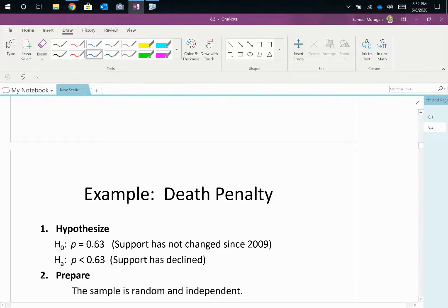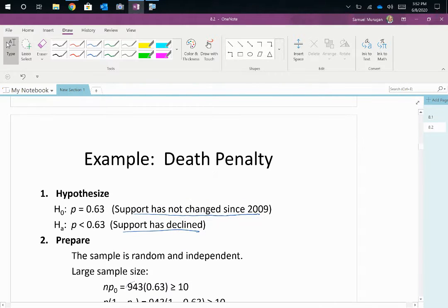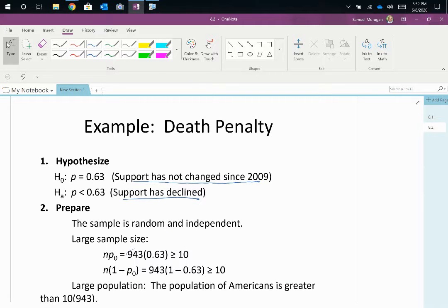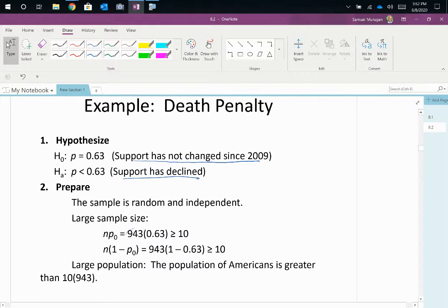Hypothesize that the null hypothesis, p is equal to 0.63, support has not changed. That's our null hypothesis. And because it's declined, we're taking p less than 0.63 as the alternative hypothesis. Now, the sample based on the problem is random and independent, okay? That is inferred from the problem.